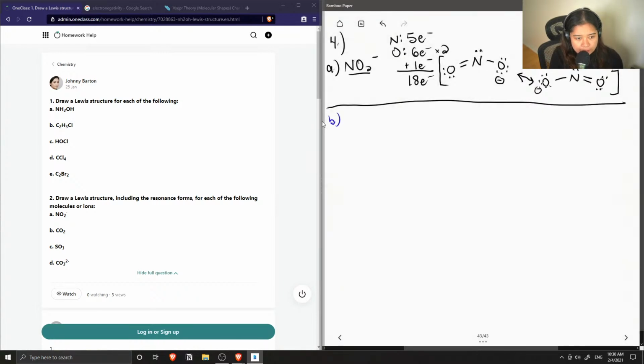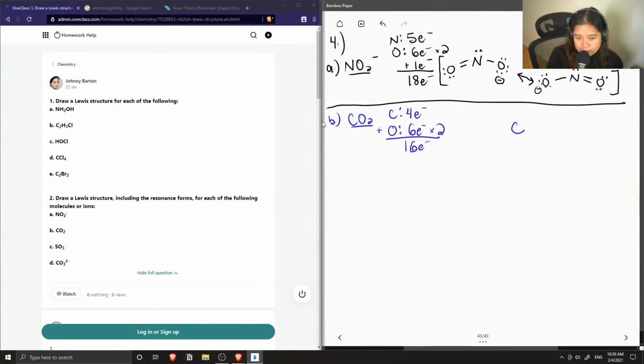Now for part B, we have carbon dioxide. So carbon has 4 valence electrons, oxygen has 6, and we have 2 of them, giving us a total of 16 valence electrons.